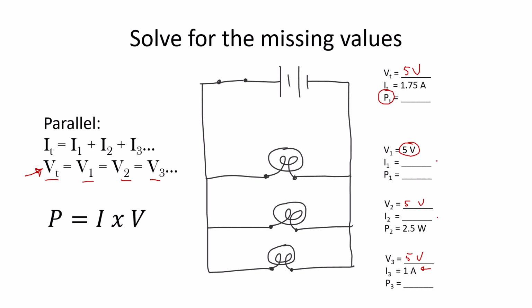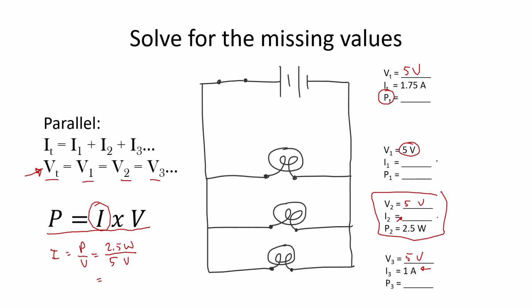However, with this guy, we can see that we have the voltage and the power, which means we should be able to work out what this current is. So let's do that. We'll use this relationship here. We want to know the current, so I equals P divided by V. The power for that one was 2.5 watts, and we're going to divide it by the 5 volts. And 2.5 divided by 5 is going to be 0.5 amps. So 0.5 goes in here.